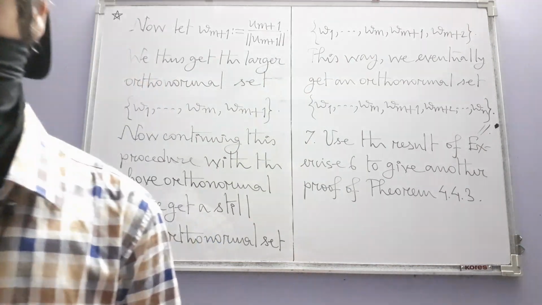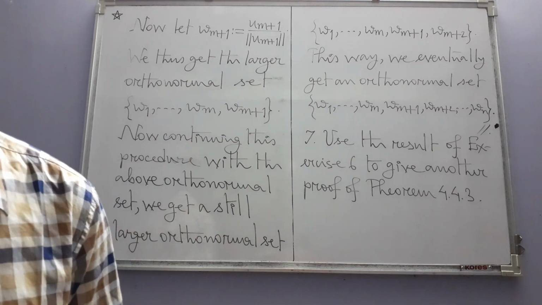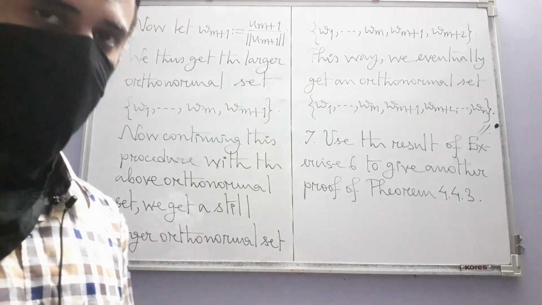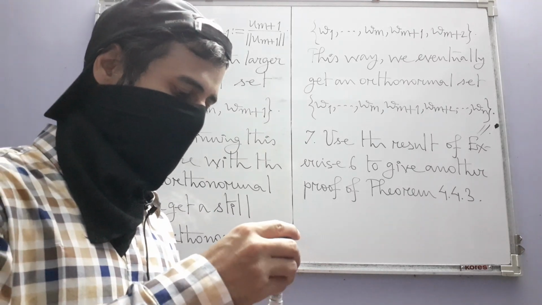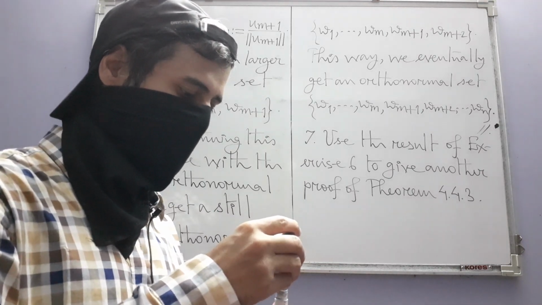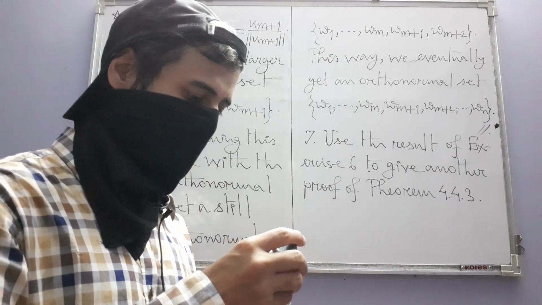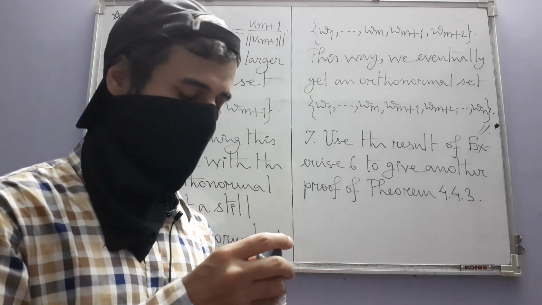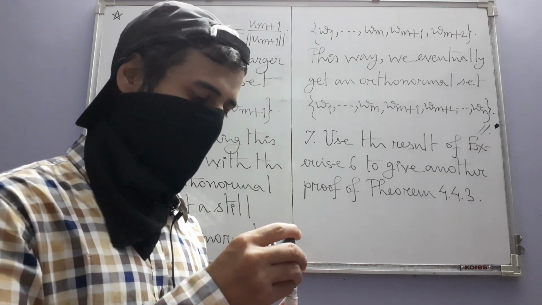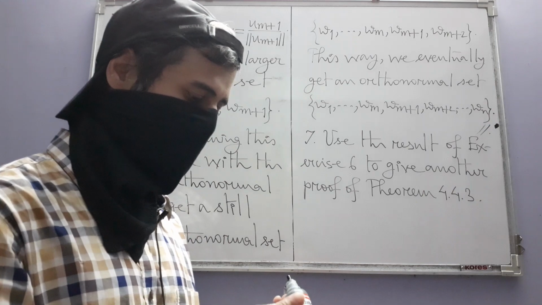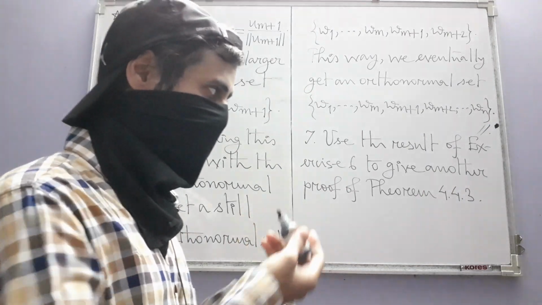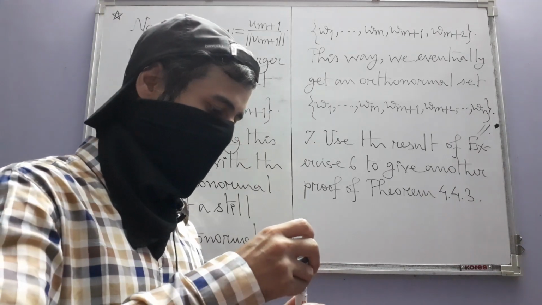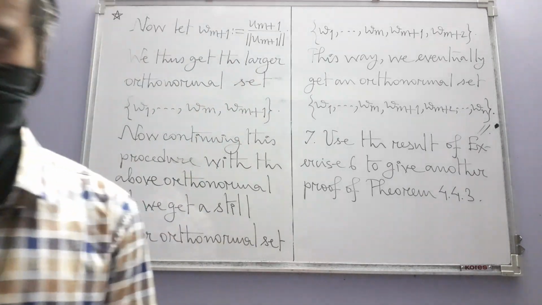Theorem 443, if you recall, is that theorem which says this. Suppose you have a finite dimensional vector space V. In V, you have a subspace W. Then V is the direct sum of W and W perpendicular, its orthogonal complement. We already have the theorem, we also have its proof, but now we have been asked to again prove it using the result of that previous exercise. So let's see how that can be done.